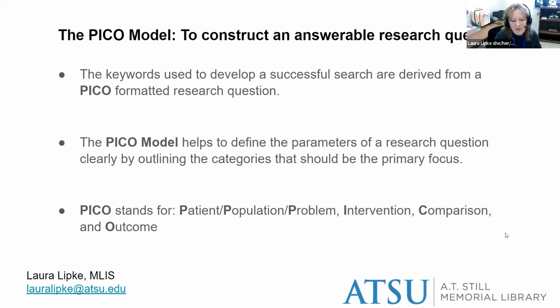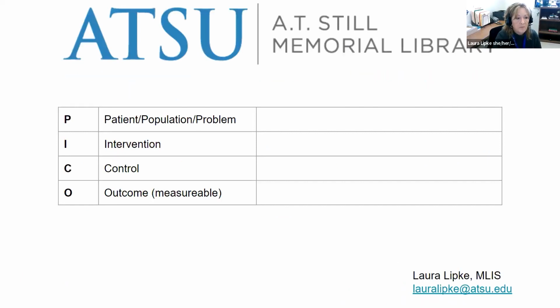And this model can be used for clinical and or research questions, for quantitative or for qualitative research. So this is the table that we generally use for PICO. And P stands for patient, population, or problem. I is intervention, C is control, and O is outcome measure.